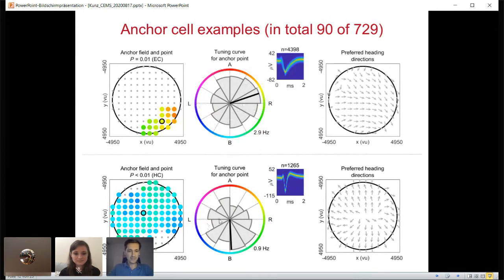Another example anchor cell is shown in the lower row. You can see that the anchor point of this anchor cell is located in the center of the environment. And here you can see that this cell activated whenever the subject navigated away from the center of the environment.